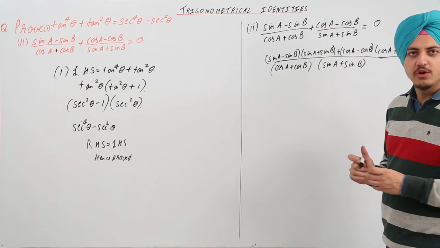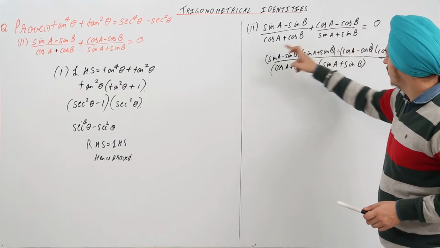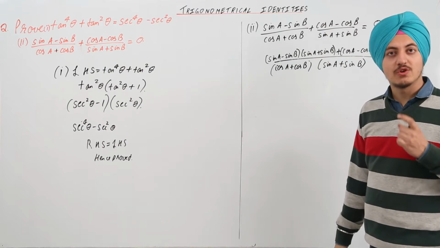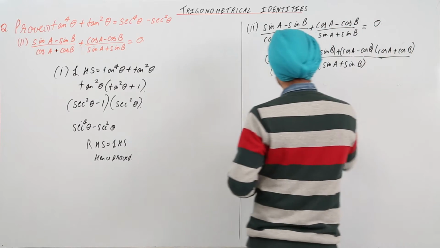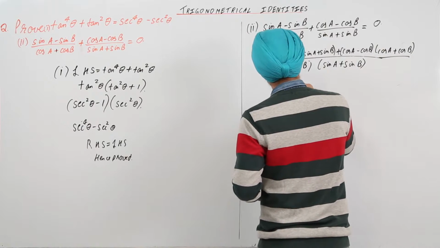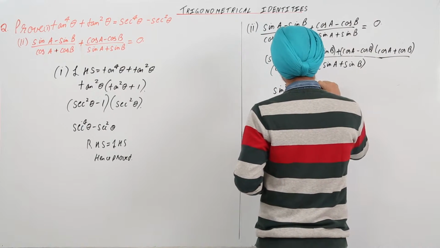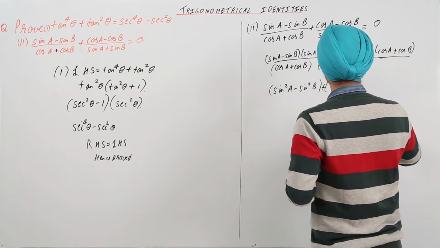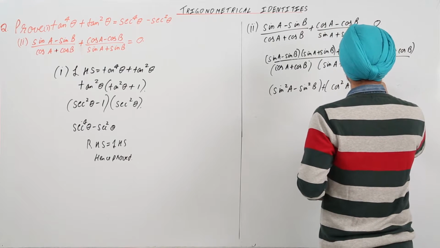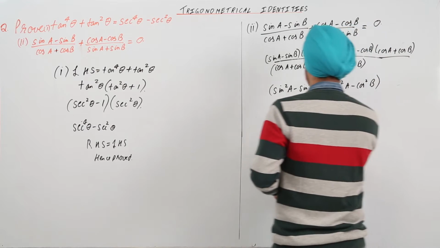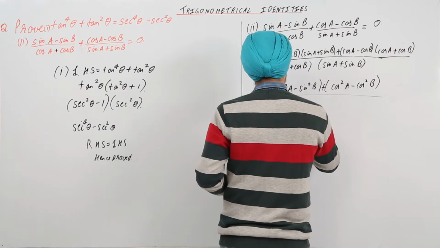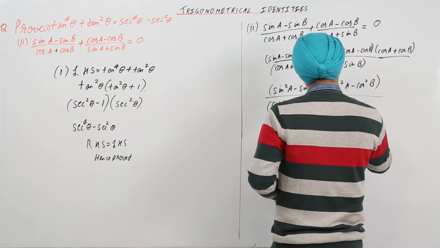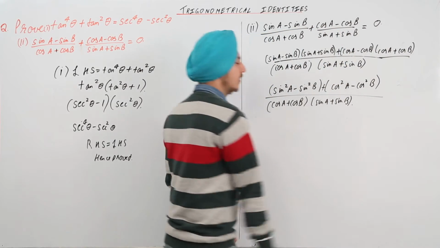So now let's have a look at the numerator. It is this over here, from here to here, is equal to A plus B, A minus B into A plus B. So this is equal to A square minus B square. So this over here becomes sine square A minus sine square B plus cos square A minus cos square B upon cos A plus cos B into sine A plus sine B.